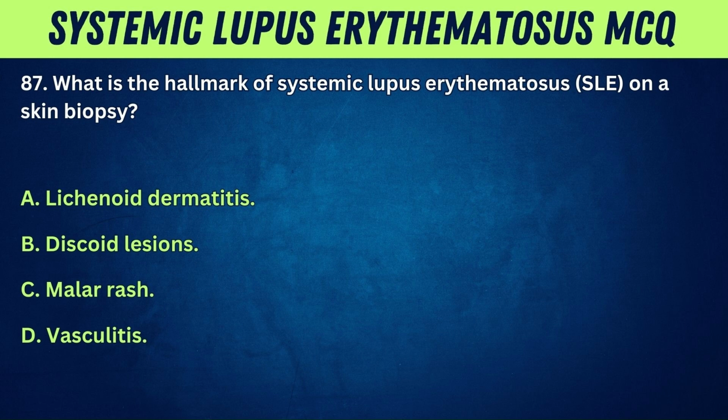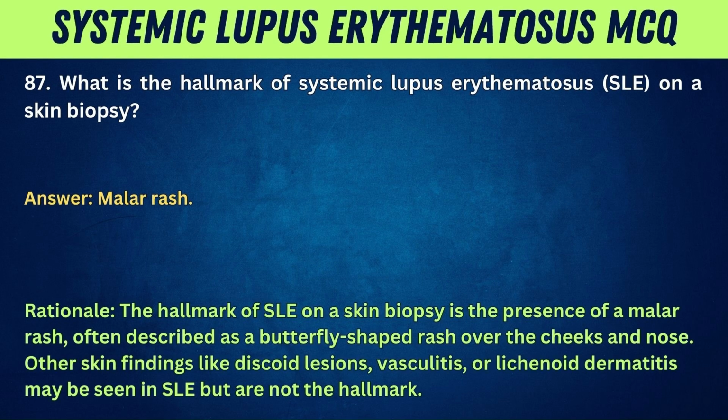87. What is the hallmark of systemic lupus erythematosus, SLE, on a skin biopsy? A. Lichenoid dermatitis. B. Discoid lesions. C. Malar rash. D. Vasculitis. Answer: malar rash. Rationale: the hallmark of SLE on a skin biopsy is the presence of a malar rash, often described as a butterfly-shaped rash over the cheeks and nose. Other skin findings like discoid lesions, vasculitis, or lichenoid dermatitis may be seen in SLE, but are not the hallmark.